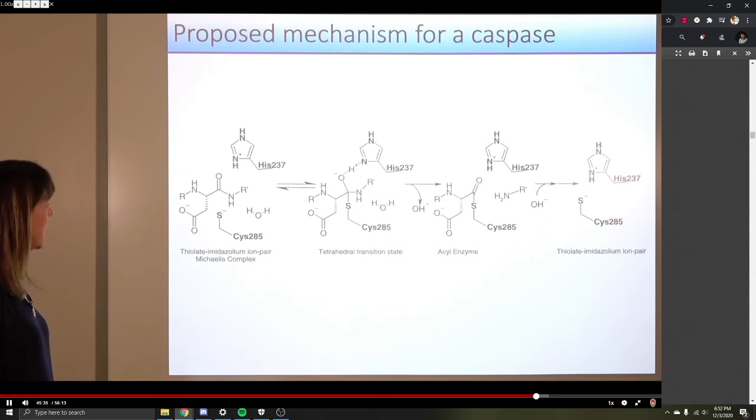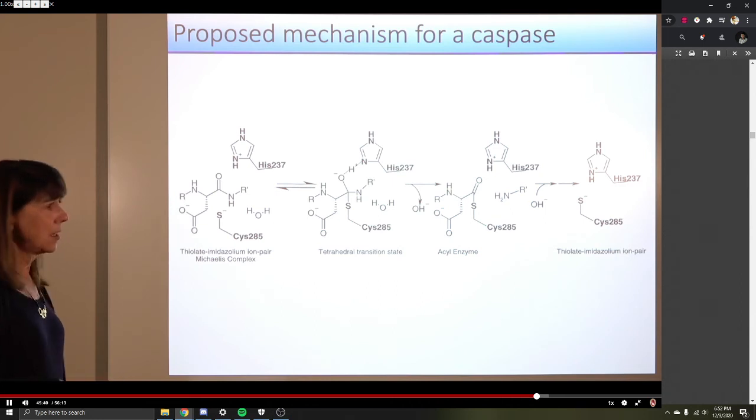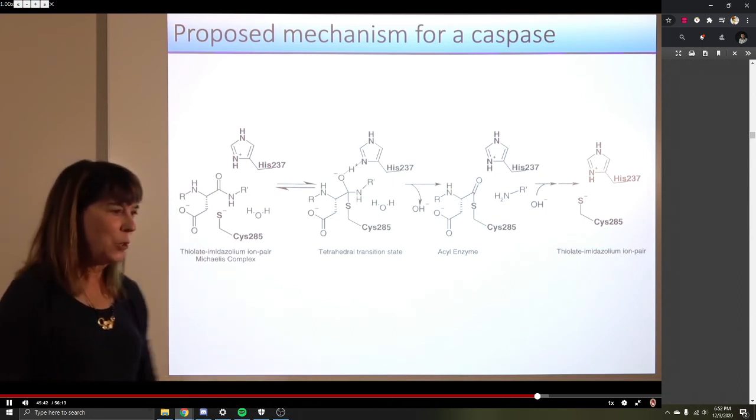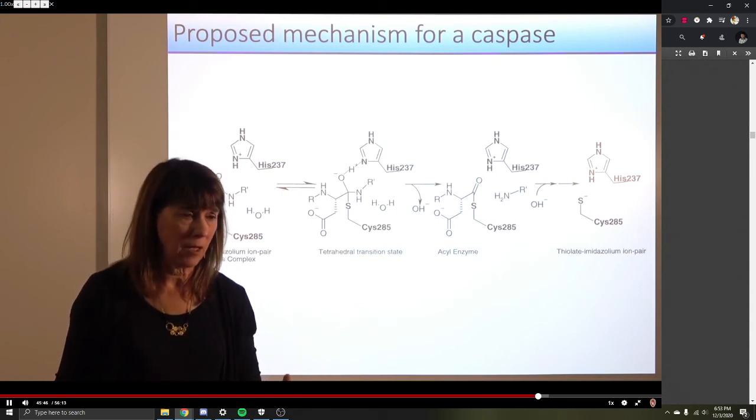But all of a sudden, magically, a water molecule is going to donate a proton, and a hydroxide is just going to come in. Makes no chemical sense. So the point of this is when you read papers, take a look at the figures.